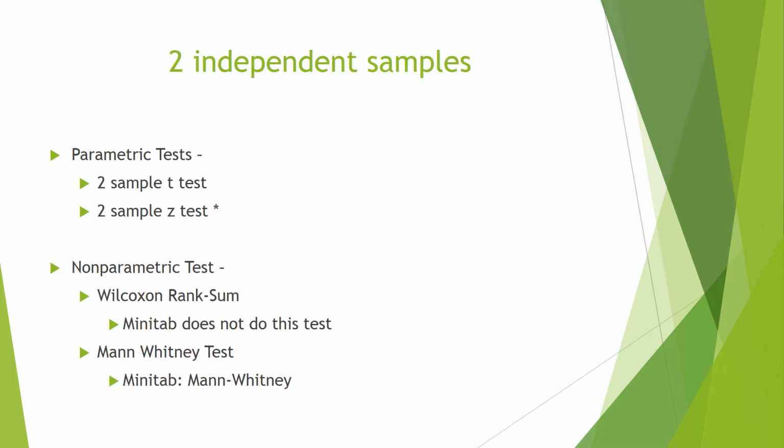For independent samples, we had the two sample t-test, and we also talked about the two sample z-test, but remember we said it's almost never used, and Minitab didn't even do a two sample z-test, so we didn't really do one, but I did mention to you in chapter 9 that it was a possibility. Now, in non-parametric tests, to compare two independent samples, we're going to look at the Wilcoxon rank sum test. Minitab does not do this test, but it does an equivalent test known as the Mann-Whitney test.